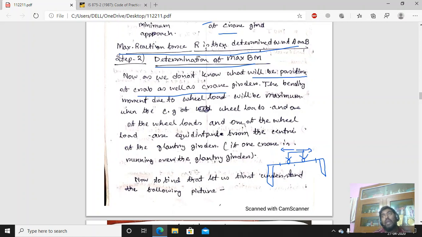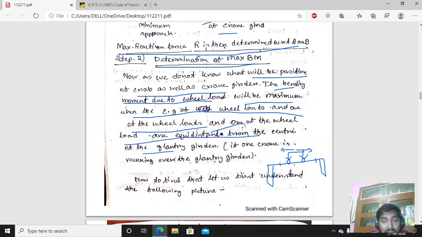So for that, we have to assume some formulation. It is said that the maximum moment due to the wheel load will occur when the CG of the wheel loads and one of the wheel loads are equidistant from the center of the Gantry Girder.